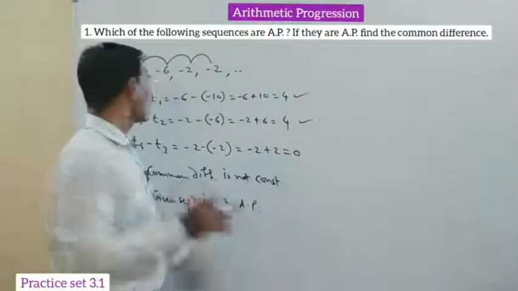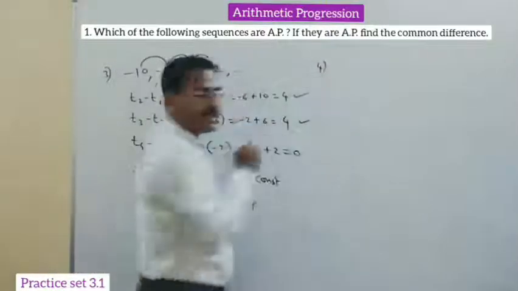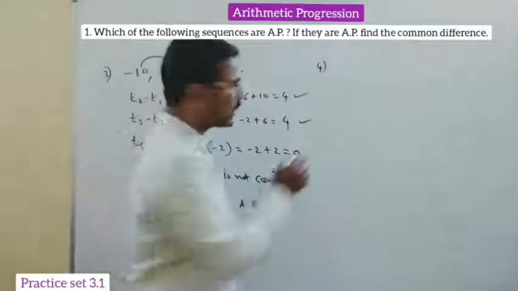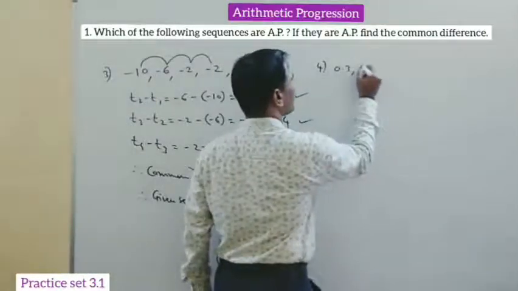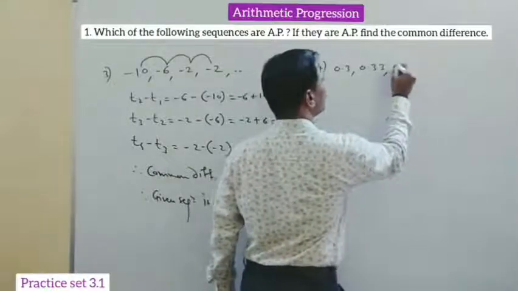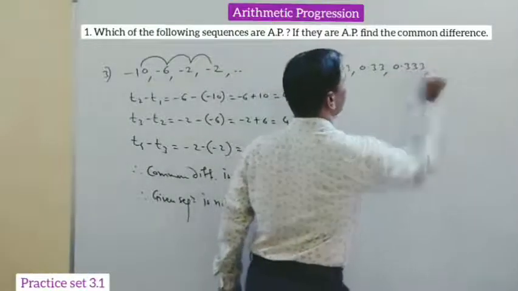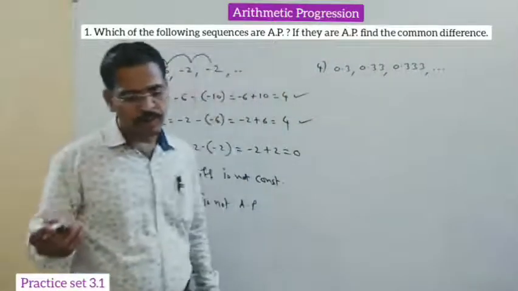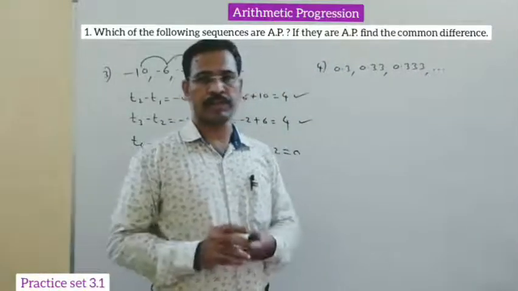Okay, friends? Now we'll take that fourth one. What is that fourth one? See here. 0.3, 0.33, 0.333, like this. Okay, now we are going to check whether it is AP or not.